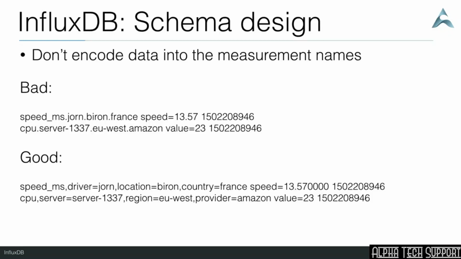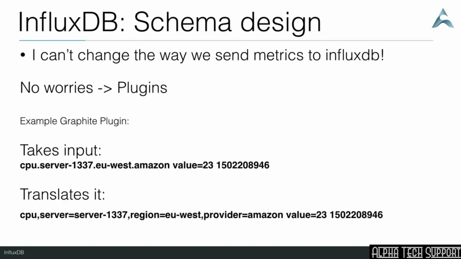In fact it would also be possible to store all of these together. We could store multiple fields in the field set. However, you might think, I can't change the way we send metrics to InfluxDB. The graphite protocol is well established in the world, so I chose that when I designed my app. No worries, it's possible to use a plugin to translate this data into correct InfluxDB line protocol data.